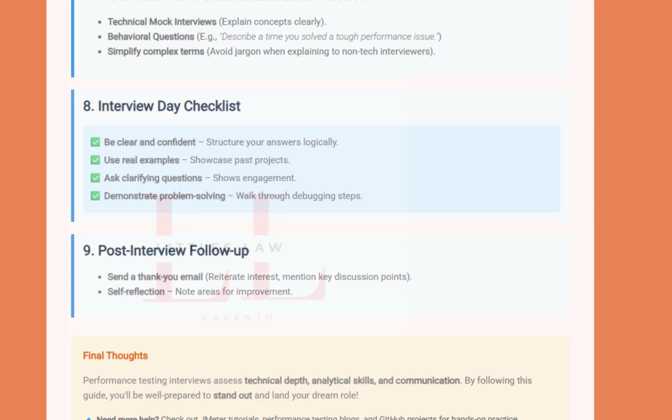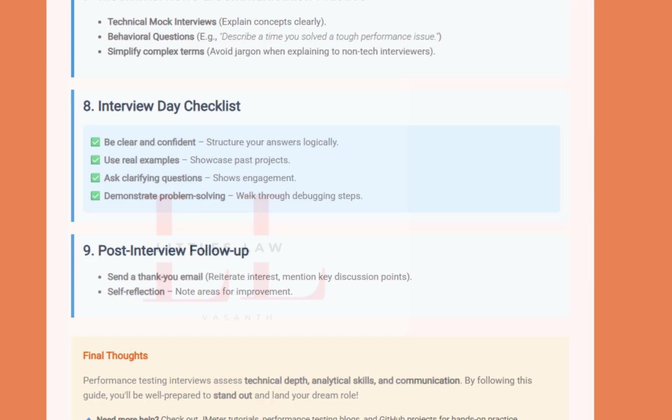Say, for example, you can send an email like: thank you for the opportunity to discuss the performance engineering role. I enjoyed our conversation about integrating JMeter scripts in CI/CD pipelines, and I'm excited about the possibility of contributing my experience to your team. Please let me know if you need any additional information. So these kinds of communications will definitely make them think that next time there is an opportunity, they will get back to you, and there are a lot of chances for you to get selected.